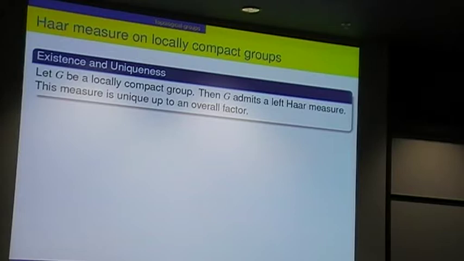Okay, so as I said, one of the major technical difficulties is the construction of the measure. The existence and uniqueness theorem says that if you have a locally compact group, then G admits a left Haar measure. And furthermore, this measure is unique up to an overall scale factor. So of course, once you have a measure, you can multiply everything by 17. But that's basically the only ambiguity you have. Not just 17, but any number. So that's very nice. It's telling you that it's basically canonical. And if you want to normalize the overall volume of the group in some way, which you can do if it's a compact group, then it's absolutely canonical.